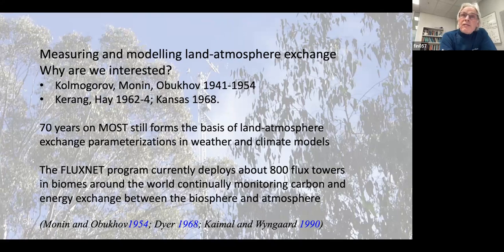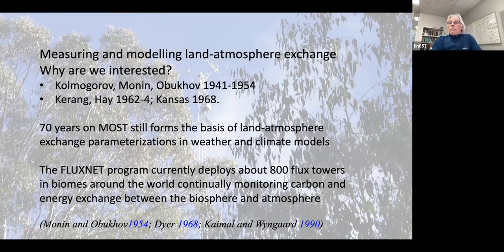But they hadn't really been tested until the 1960s. That happened in a series of experiments by people at CSIRO at Kerang in Victoria and Hay in New South Wales. And then famously the Kansas experiment in the USA in 1968, where for the first time sonic anemometers developed by Chandra and Kaimal and gradients of mean concentrations could be measured simultaneously. That provided the actual empirical basis for Monin-Obukhov similarity theory, or MOST as we usually call it.